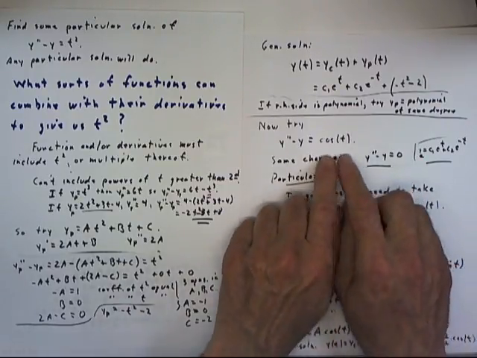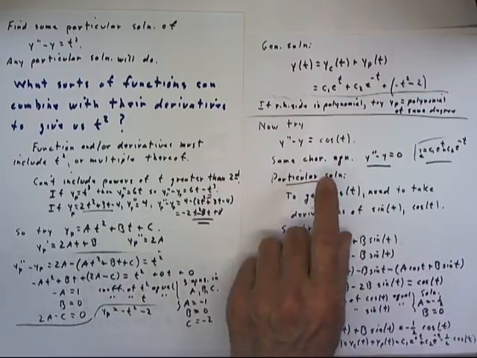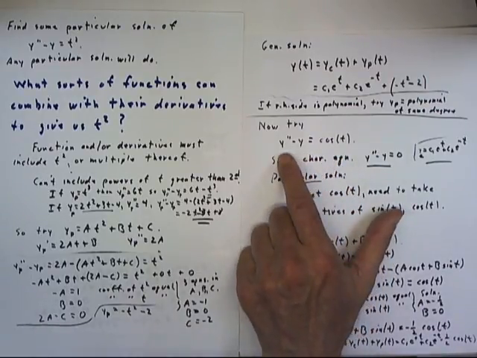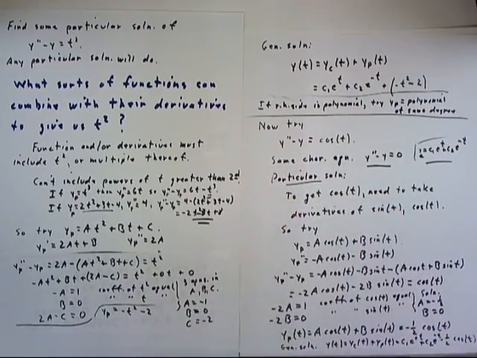Now that's not going to work when our right-hand side is cosine of t. So let's ask, what would you have to take derivatives of to get the cosine of t?